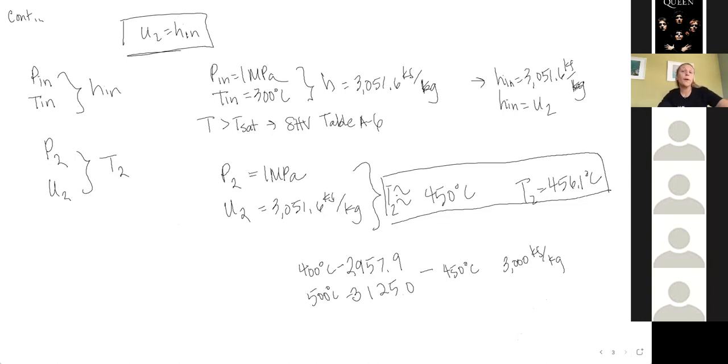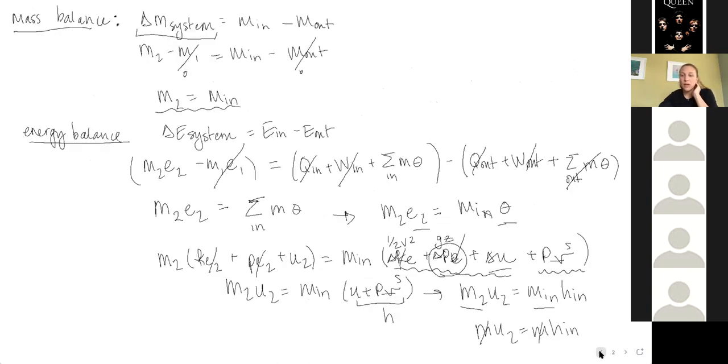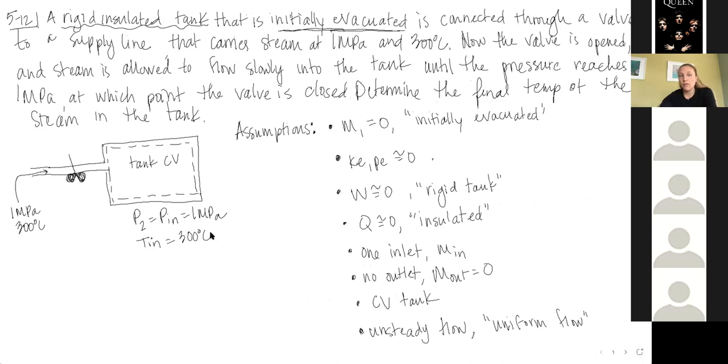Just to make sure, we can use the PV equals MRT, the ideal gas law. We just have to find the R ourselves. For this problem, no, you couldn't use the ideal gas law because you aren't given any information about the volume of the tank.